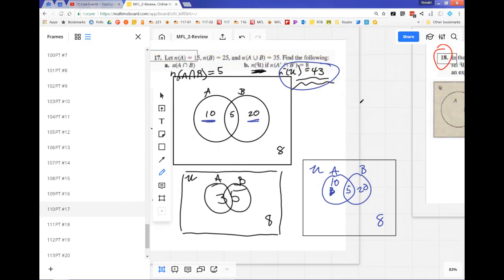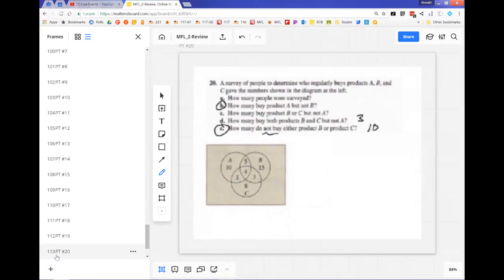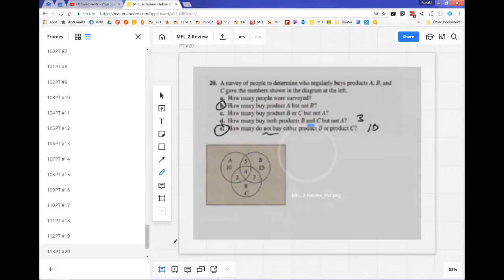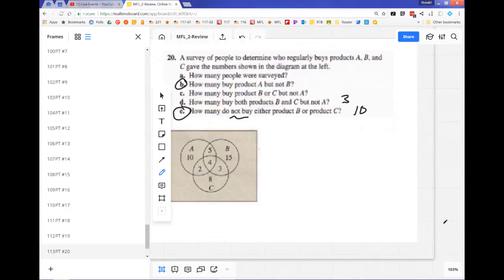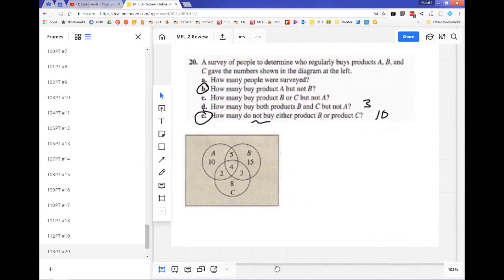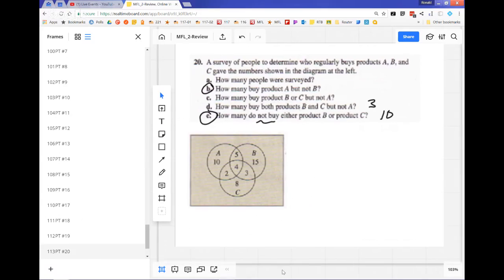Well, on number 20, I got most of those wrong the first time, but I could see where the answers came in. A survey of people to determine who regularly buys products A, B, and C gave the numbers shown in the diagram below. How many people were surveyed? So that's just adding them up.